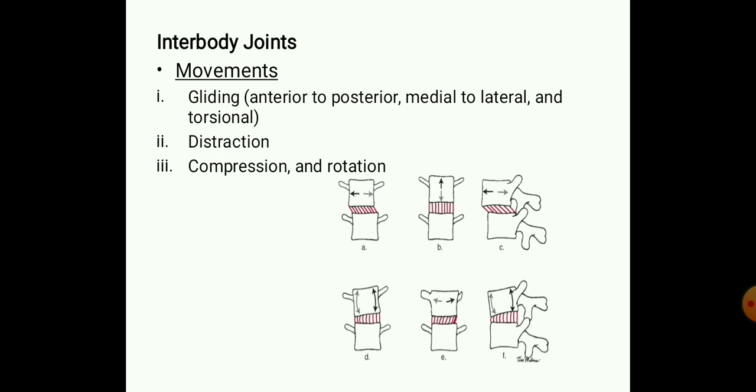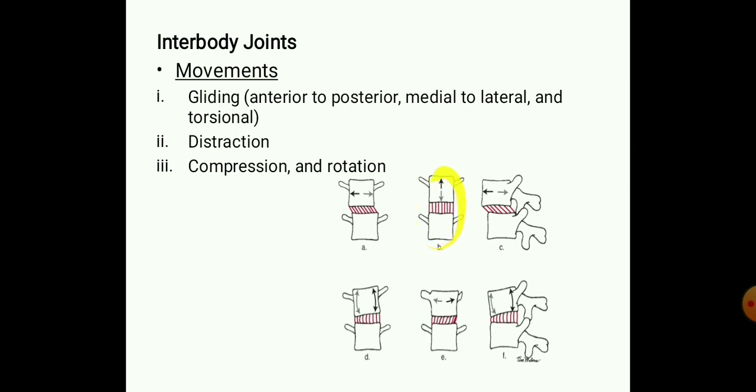First, gliding. There can be anterior to posterior glide, medial to lateral glide, and a rotational glide. In anterior to posterior glide, one vertebral body moves anteriorly or posteriorly. Second, the body can move medial to lateral, and third, the body can rotate with respect to the other vertebra.